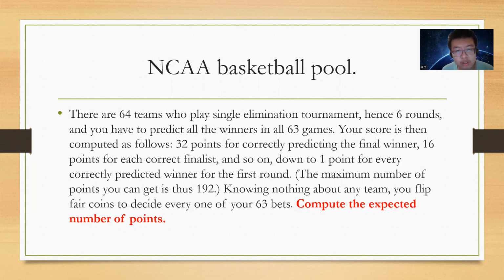Okay, so there are 64 teams who play a single elimination tournament. You have 6 rounds, so you predict all the winners in 63 games. Your score follows a scheme: 32 points for correctly predicting the overall winner, 16 points for each correct finalist, and so on, down to 1 point for every correct winner in the first round. Not knowing anything about it, you just flip a coin to decide. Compute the expected number of points.